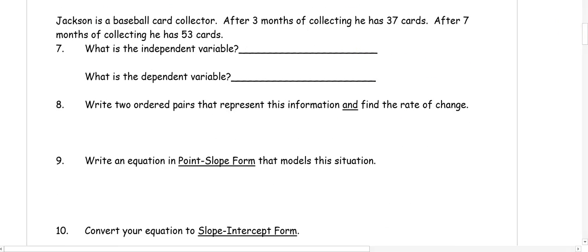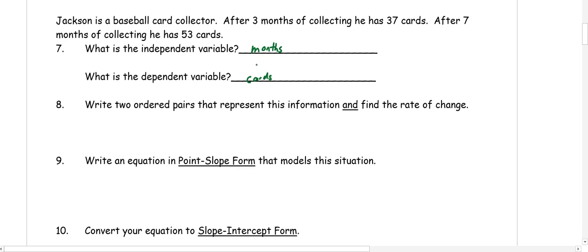Jackson is a baseball card collector. After 3 months of collecting cards, he has 37 cards. After 7 months of collecting, he has 53 cards. So what is the independent variable? The independent variable, remember, anytime we have a time unit, will be our independent variable. So months is our independent variable. Our dependent variable then is what he's collecting, so the cards.